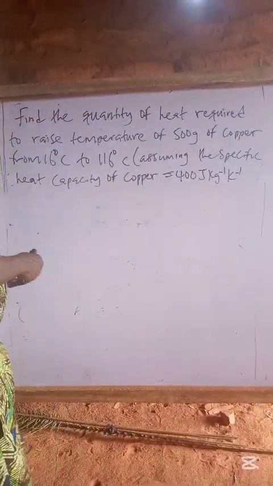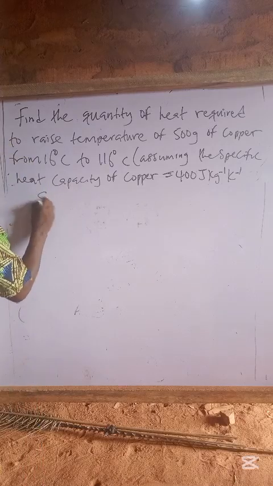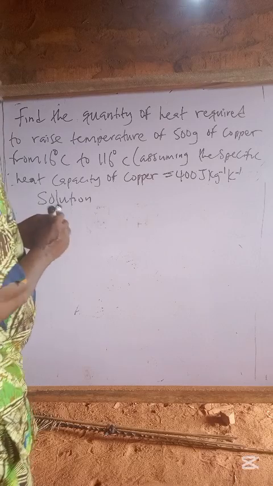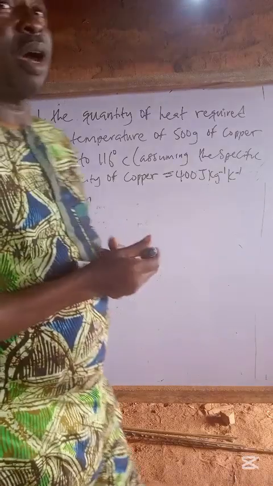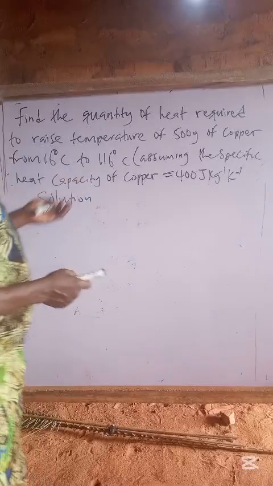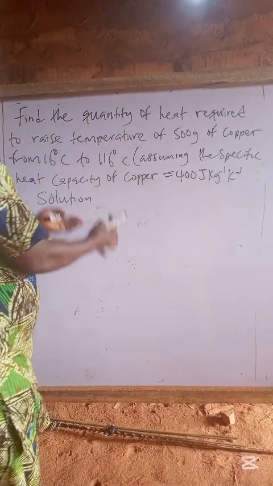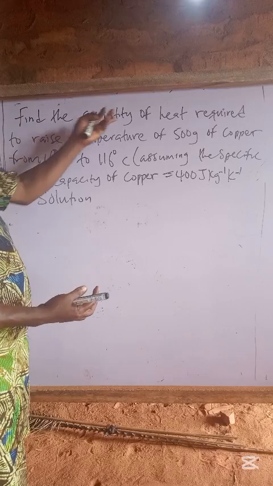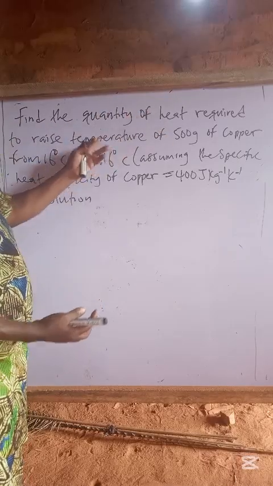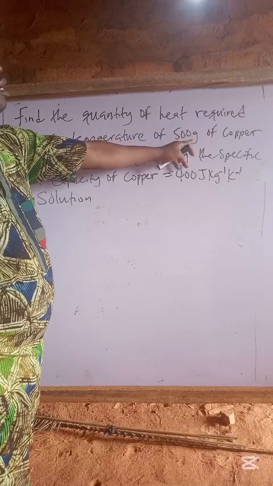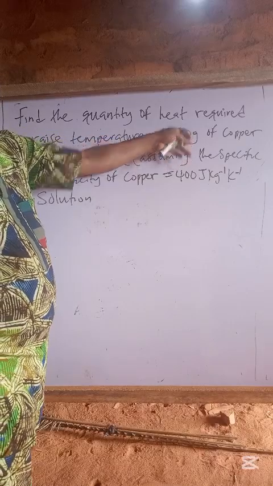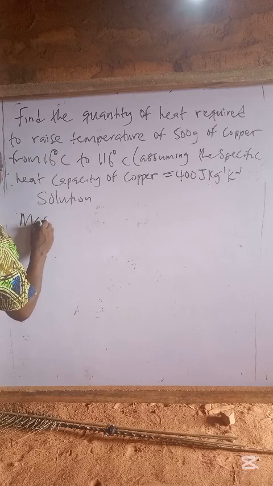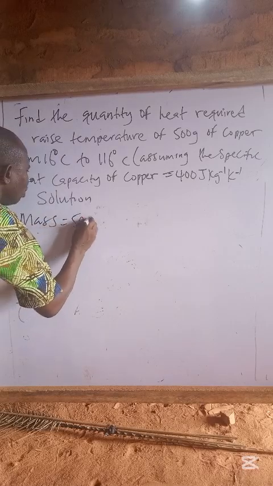Now, in physics, solution. Especially for those of you who want to write work, it's important to list all the parameters, all the quantities given, to list them out. From here, the 500 gram is for mass, which means mass is 500 gram.